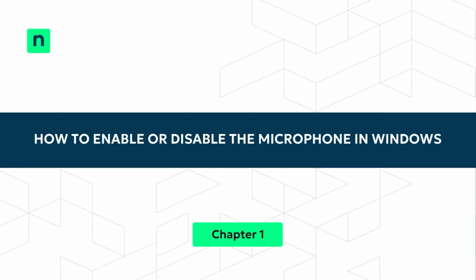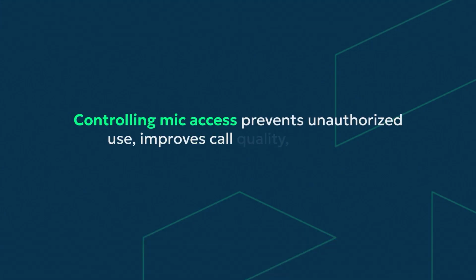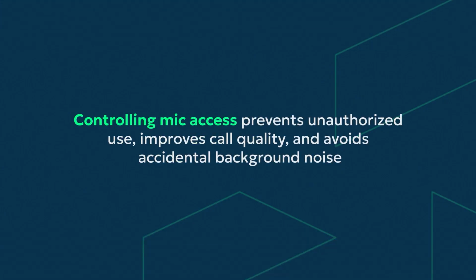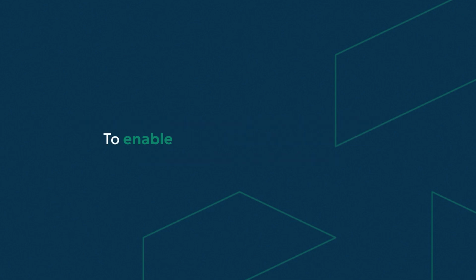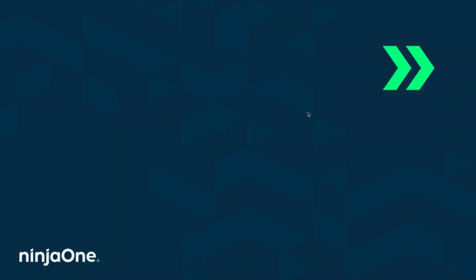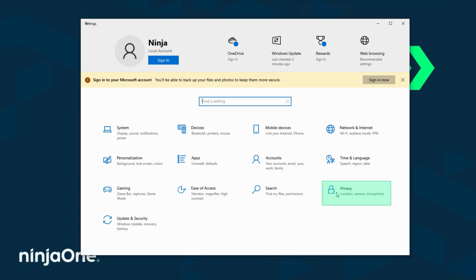How to enable or disable the microphone in Windows. Controlling mic access prevents unauthorized use, improves call quality, and avoids accidental background noise. To enable or disable your microphone, access microphone settings via Windows key plus I. Under Settings, go to Privacy, Microphone.